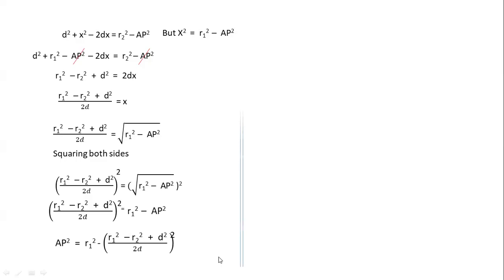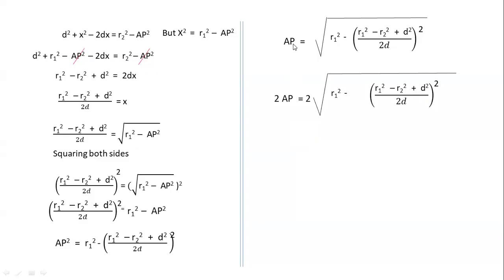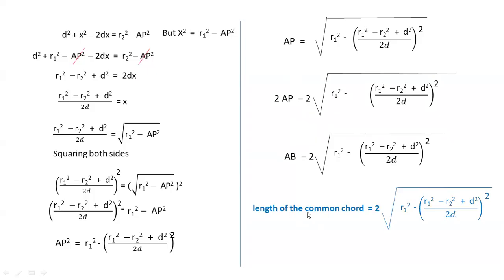Now you see here, we need to simplify this root because AP square it is, we need only AP. So we take the root of that. AP is half of the whole chord length. So multiply by 2 on both sides. So 2AP is equal to 2 into root of this. 2AP is nothing but AB. AB is equal to this. So length of the common chord is 2 into root of R1 square minus (R1 square minus R2 square plus D square upon 2D) whole square. This is the length of the common chord.